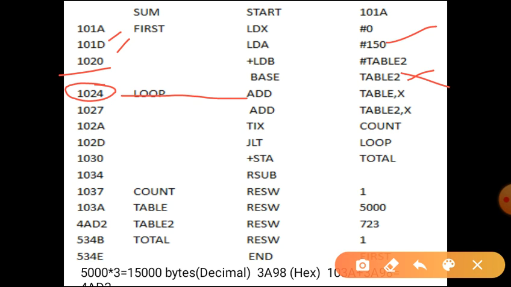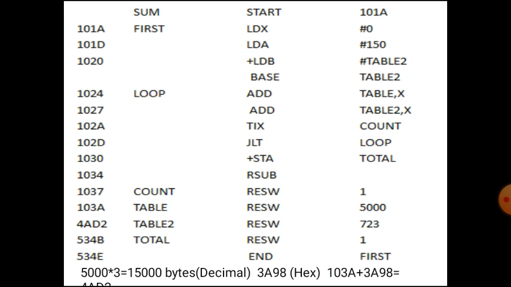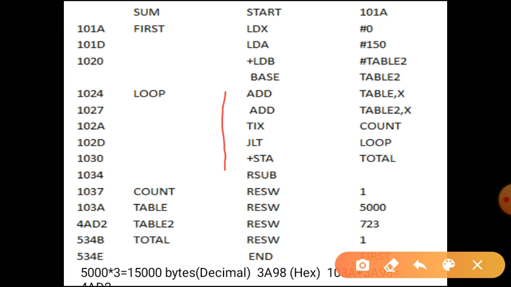Now let us see why this is 1024. You see here we have a plus. Plus means, as I told, the instruction has to be assembled based on format 4. What do you mean by format 4? A total of 4 bytes will be reserved. So if 4 bytes are reserved, the previous address 1020 has to be added with 4, and you get 1024. That is the address for the next instruction, ADD TABLE,X. Similarly, you go on verifying all these. Now let me explain with this 1037. You will get 1037 after adding 4 to 1034.